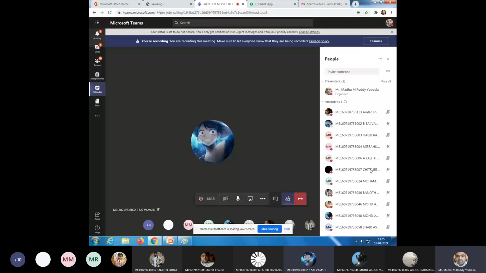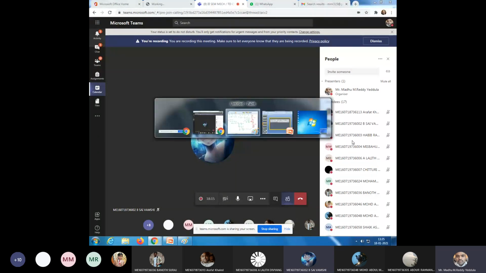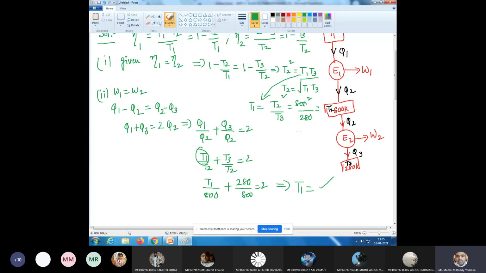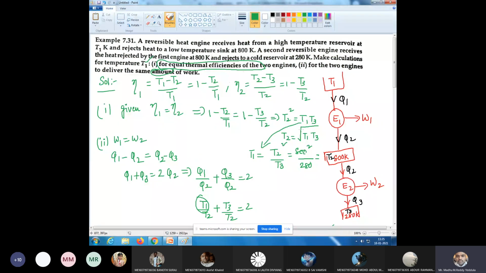Is it clear, students? Here the first engine is giving input to the second engine, meaning the heat rejected by engine 1 is taken as the heat supplied to the second engine. In the first case, when the efficiencies of both engines are the same, what is the value of T1? That is the first bit. The second bit is when the work done is the same, what is the value of T1? That's it.